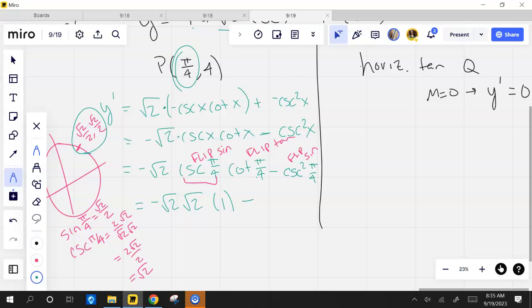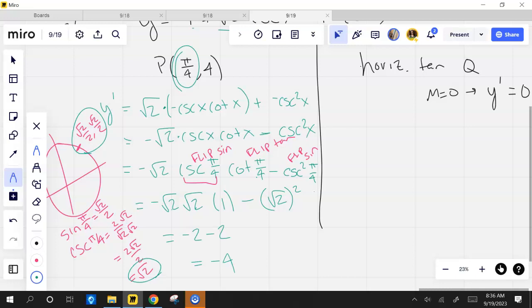We've already found the sine of pi over 4, right? The sine of pi over 4 is square root of 2 over 2. The cosecant of that we found to be square root of 2, right? So now I'm just going to square it. So it's 2. Negative root 2 times root 2 is negative 2, minus 2. So it's negative 4.